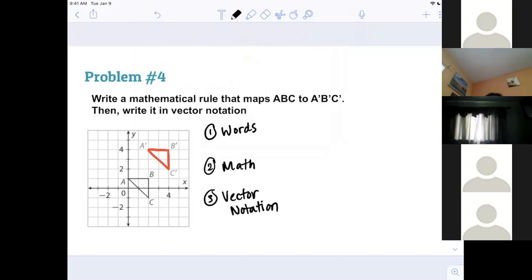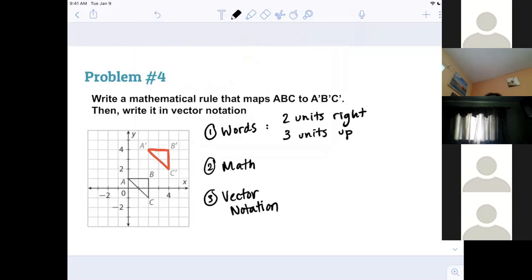Two to the right and up 3, yeah, up 3 units. Good. Two to the right. You got it. Nice job. Okay, so that's our words.